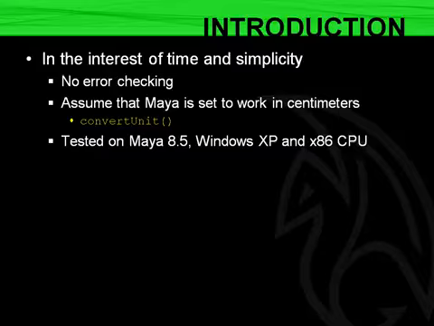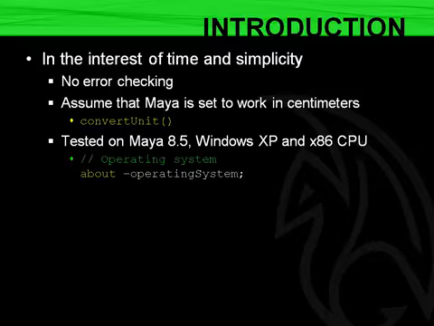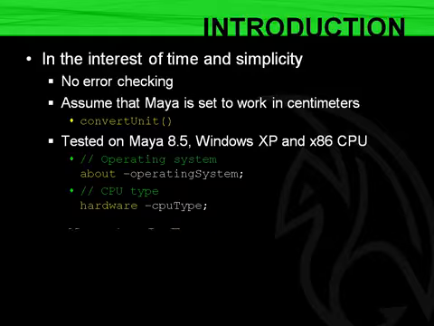I've tested everything on Maya 8.5, Windows XP, and an x86 CPU, such as an Intel Core CPU or an AMD CPU. Just a couple of script commands here that you can use in case the user is using something other than these three. The about command with the operating system flag allows you to find out which OS the user is using, in case for some reason that's significant. The CPU type as well. In my case, as I said, x86 CPU. If your user is using a MIPS or a PowerPC or some sort of other CPU, you can find out what CPU type it is with this command and the CPU type flag.